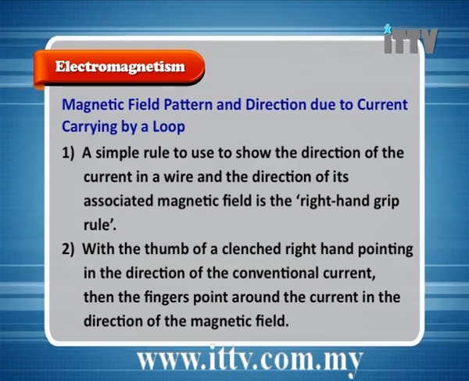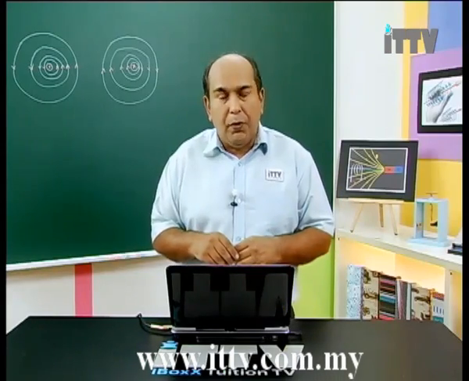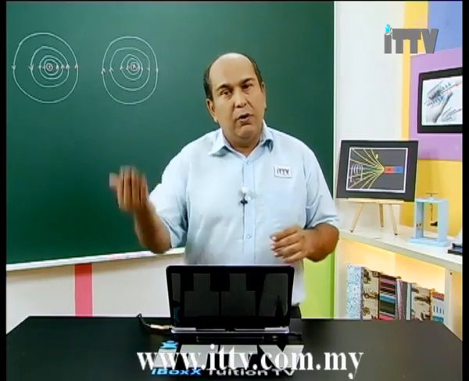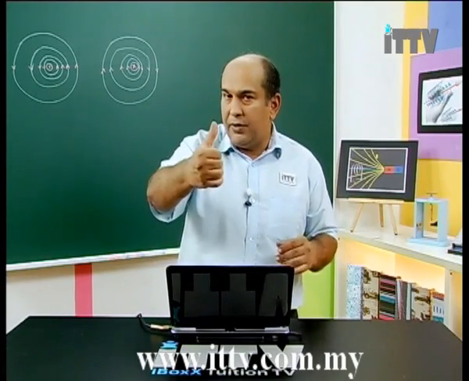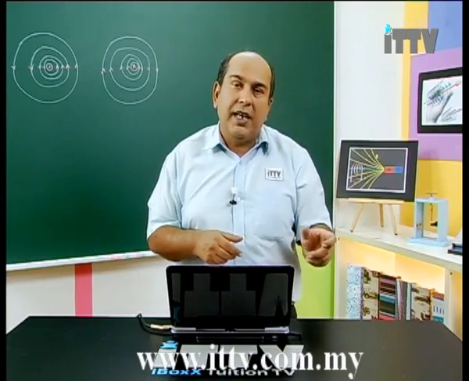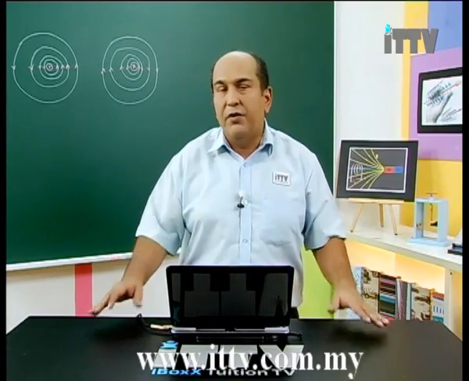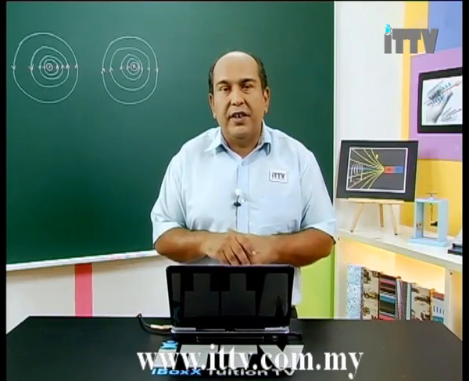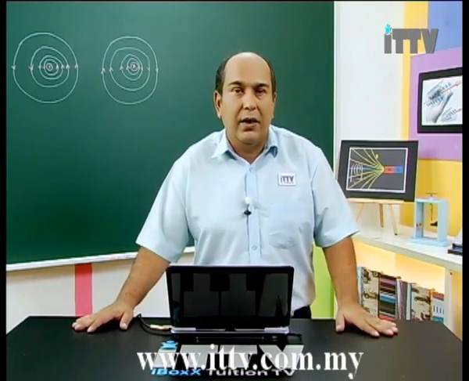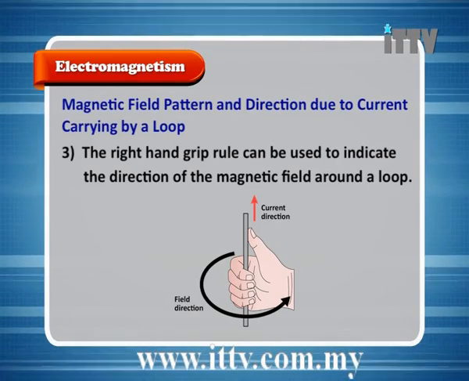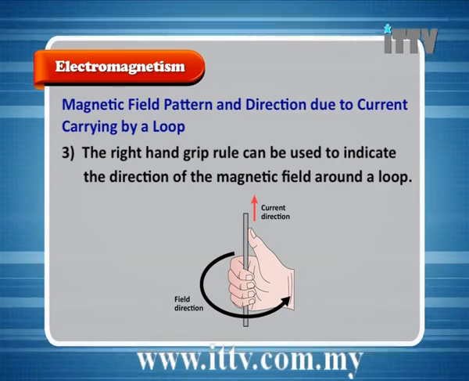So all we're saying to you is, even if you have a loop of wire, use the right-hand grip rule. One wire will be going up, so grip around it to work out the magnetic field around it, and the next wire will be coming back down. So you have a reversed field coming back down. Once you've drawn these fields, then you'll be able to work out what the field pattern looks like. The right-hand grip rule can be used to indicate the direction of the magnetic field around a loop.